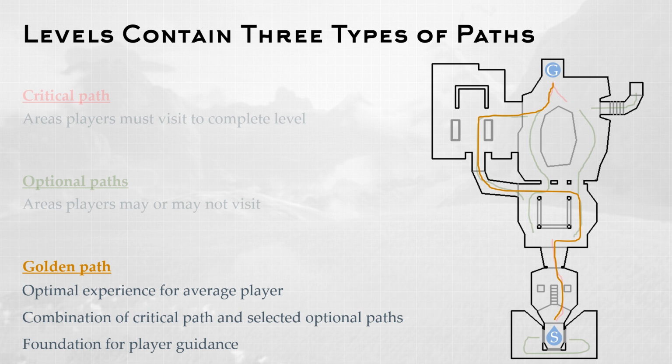Now, your average player usually is somewhere in the middle of those two extremes, and for them, the golden path is exactly what you want them to see. By definition, your golden path already includes the critical path and then also a selection of optional paths that you think add value for the average player. And when you have defined the golden path, it can serve as a foundation for your player guidance, so you can then implement certain means in your level design that guide the player along this golden path towards the goal.